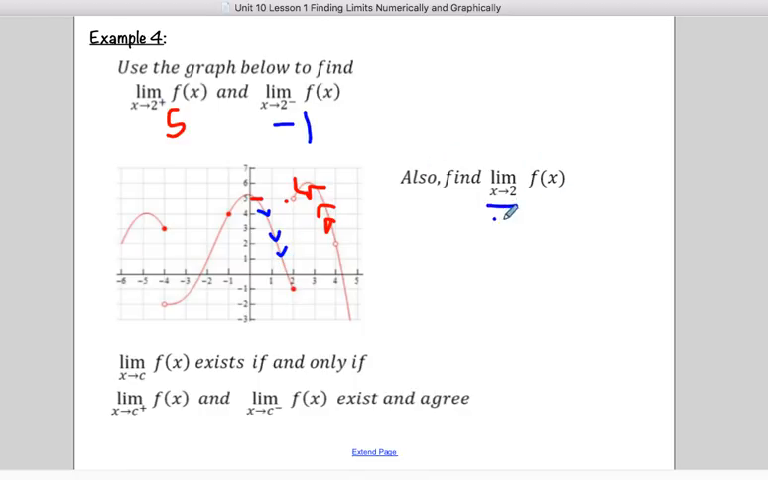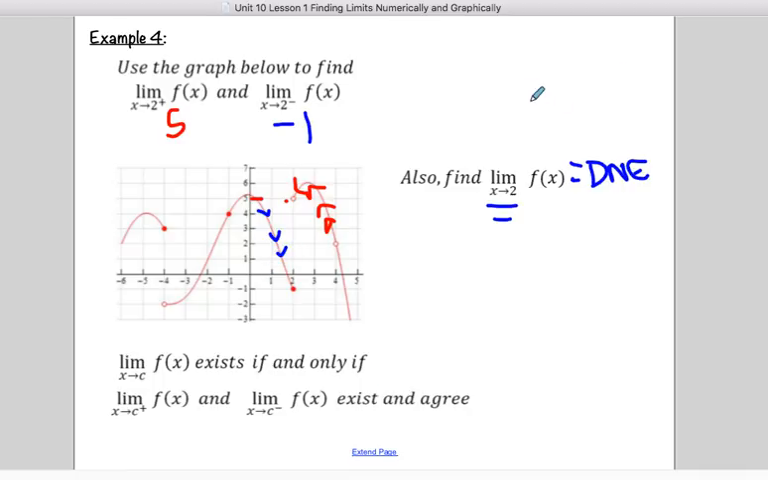Now it's saying find the limit as x approaches 2. Okay, well, does my curve match up? One's going to -1 and one's going to 5. How would you know which one to pick to find your overall limit? Okay, there isn't any way. So this one, it does not exist. There's this little jump in between. It's a good sign that it's going to be a limit that does not exist.